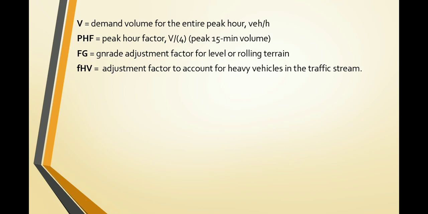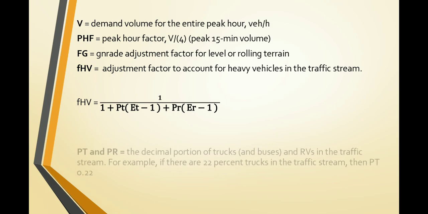V is the demand volume for the entire peak hour. PHF is the peak hour factor. FG is the grade adjustment factor for level or rolling terrain. And FHV is the adjustment factor to account for heavy vehicles in the traffic stream. So FHV is equal to 1 over 1 plus PT times ET minus 1 plus PR times ER minus 1.